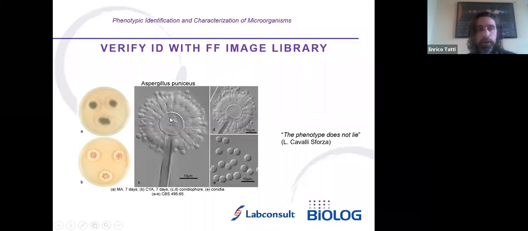And that's a very powerful way to confirm and reinforce your ID and make sure that you didn't make any mistake. And together with the microscopic images, there are macroscopic images of the plates that show the morphology of the fungus on different agar media, for example, malt extract agar or CYA agar after 7 days. And putting together this information from macro, micro, and the phenotypic approach, which is a biochemical approach in this case, you can get to a point where you can tie your ID to almost 100% certainty. So this is a very, very important and unique feature that Biolog gives together with the FF database.